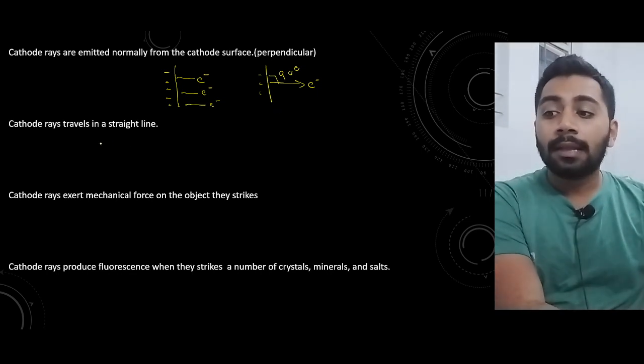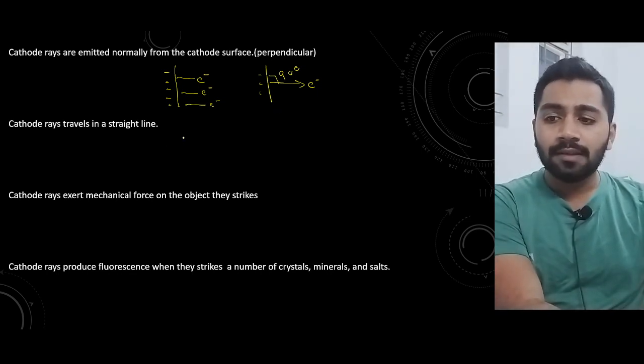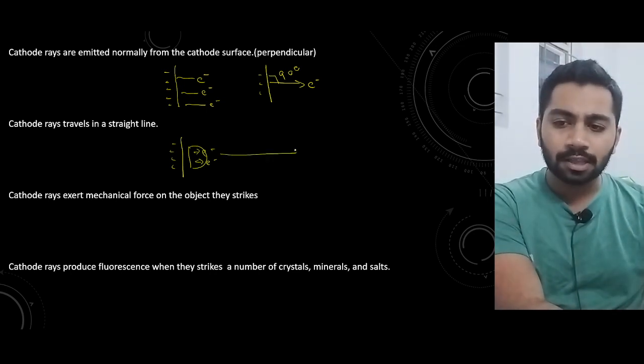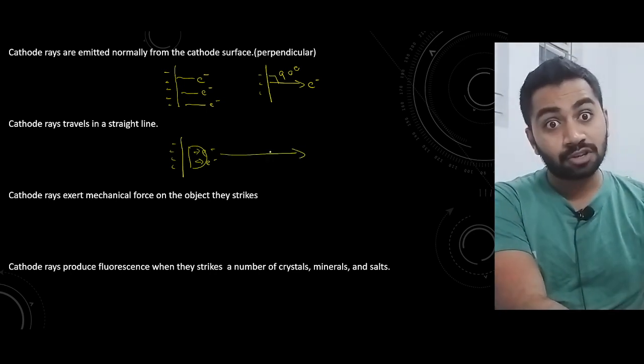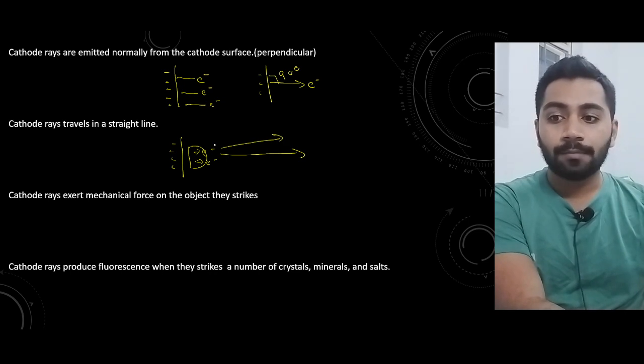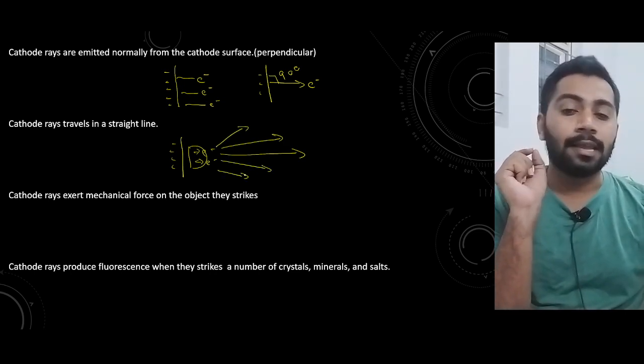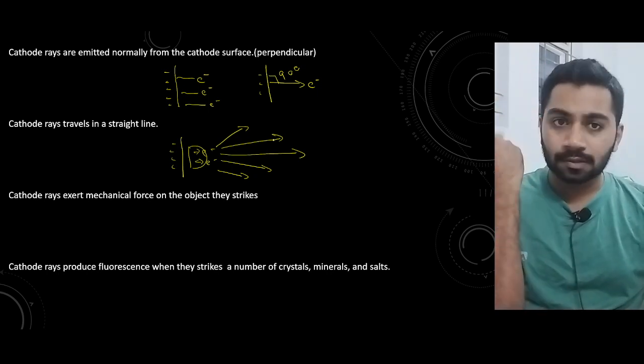Now next property: the cathode ray travels in a straight line. Very simple. All the electrons produced always travel in a straight line, whether it is here, or here, or here. But it is a straight line, and it hits the walls.